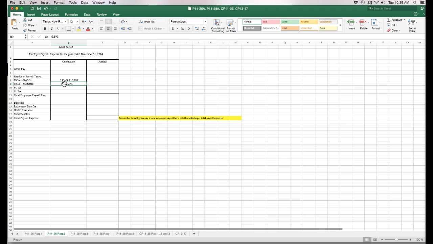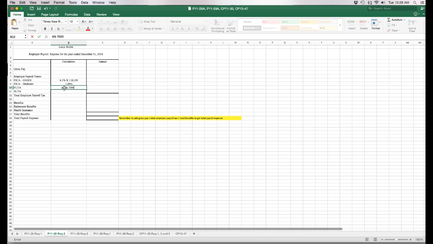I picked up the wrong amount. For FICA Medicare, it's 1.45%. Under here, federal unemployment tax, it's 0.6%. Sorry for that confusion. I didn't want to start the whole thing over again, so I hope I didn't confuse you too much. And that's on $7,000.